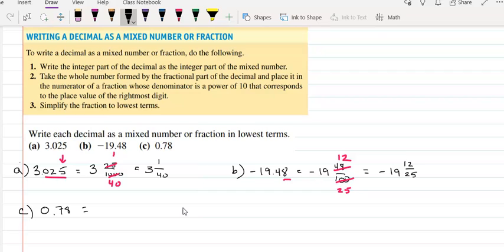C is 0.78. Again, we want to look at the last decimal place, and that is in the hundredths place. So we're going to get 78 100ths, and it was 0.78, so we don't put anything in front of it. So both of these have a common factor. The greatest common factor is 2, actually. So we divide that by 2, and we get 39. Divide this by 2, and we get 50. So 0.78 is 39/50ths.